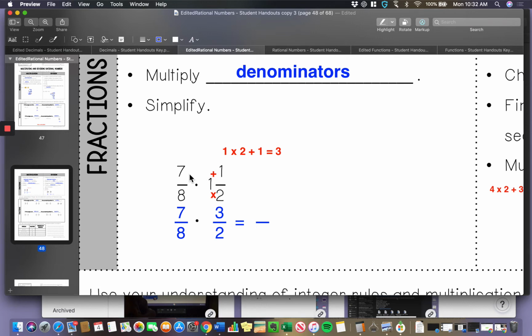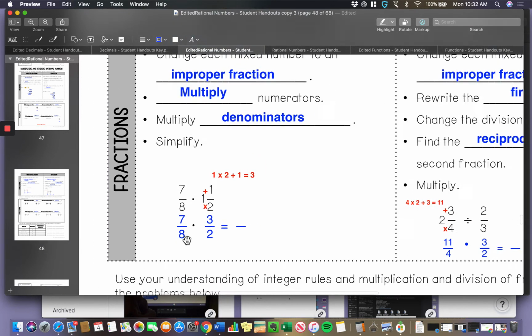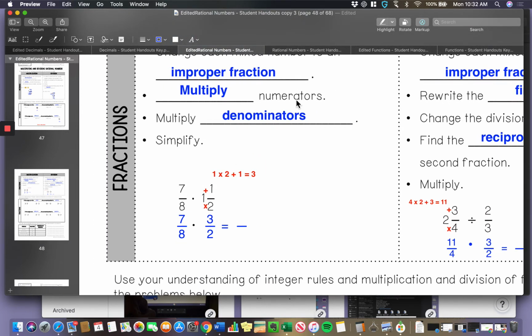Okay, now I have 7/8, which is good. So we need to multiply the numerators. So my numerator is 7 and my other numerator is 3. So when I multiply 7 times 3, I get 21. And then now I have to multiply the denominators. 8 times 2 is 16. So I have 21 over 16.